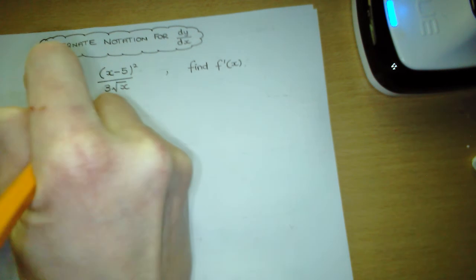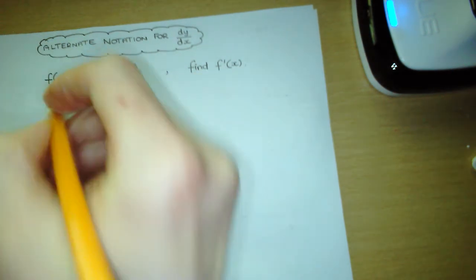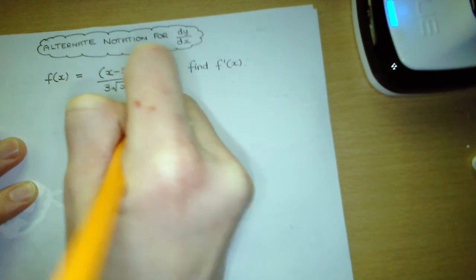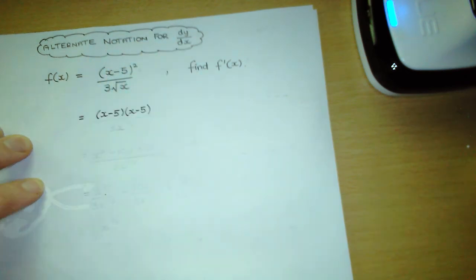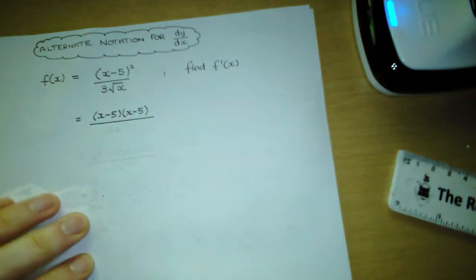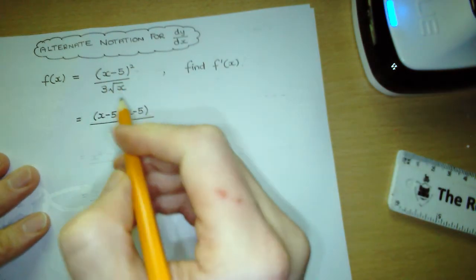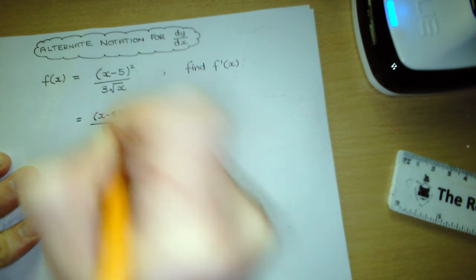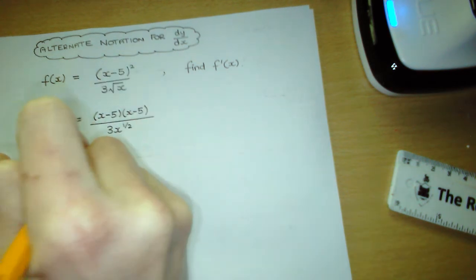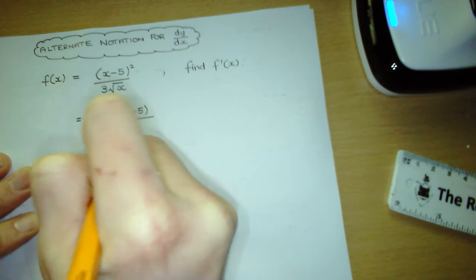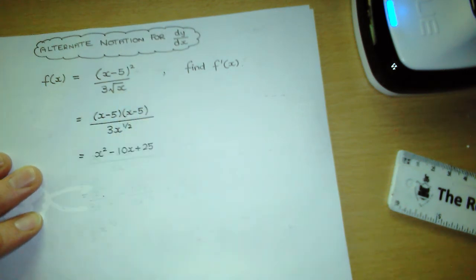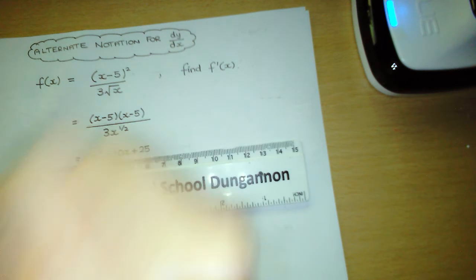So first thing we're going to do is get rid of the brackets. So we're squaring the bracket. On the bottom line, I'm going to get rid of the root, so I'm going to write that as 3x to the power of a half. We're now going to multiply the brackets out on the numerator. And then that's all over our denominator.